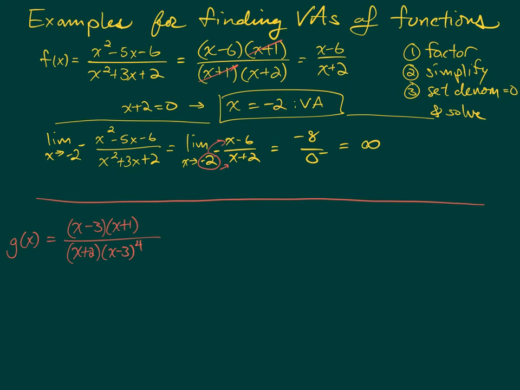You will not need to go through and show this every time. These steps over here are what allows us to find the vertical asymptotes.